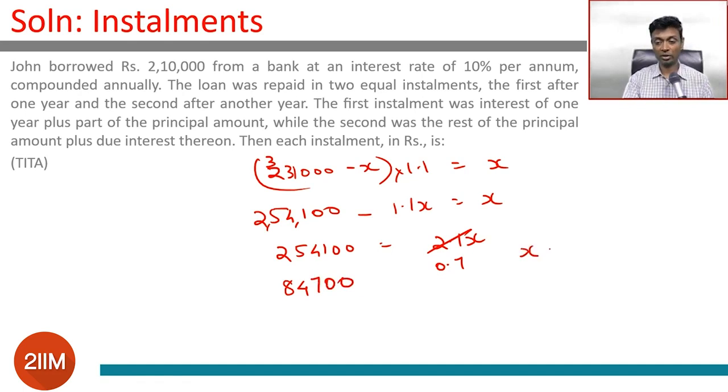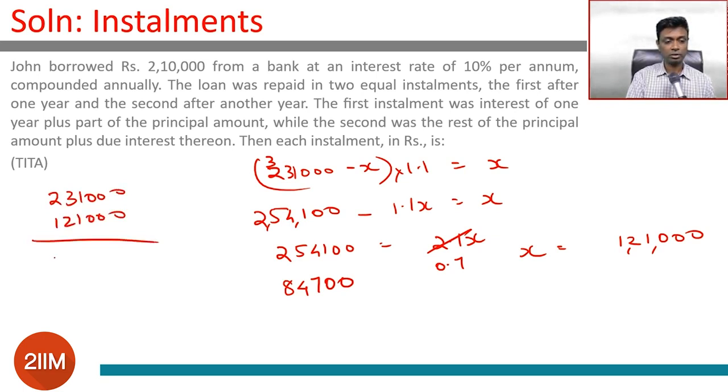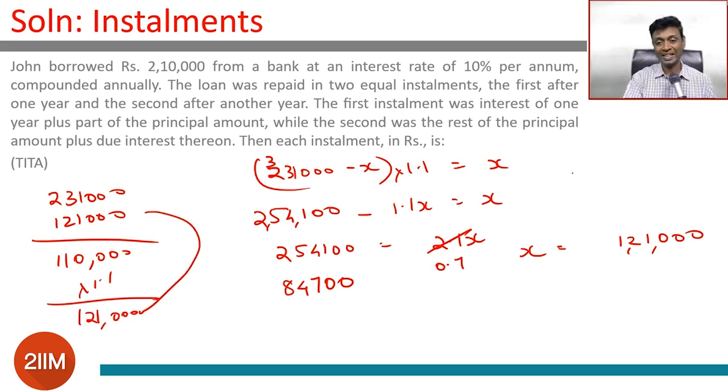So x equals 84,700 by 0.7. 84 by 7 is 121,000. 1,21,000. From 2,10,000, this becomes 2,31,000. We repay 1,21,000. 1,10,000 becomes 1.1 times of that, which is 1,21,000. These two are equal, or each installment is worth 1,21,000.